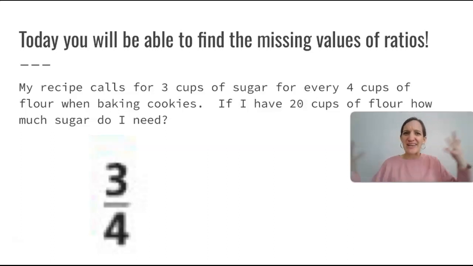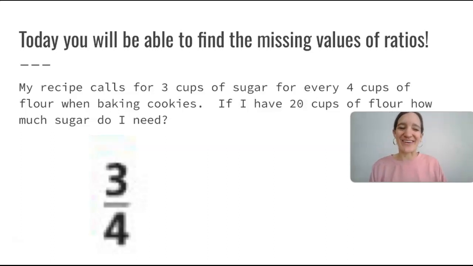So I want to increase my recipe, but I still want them to taste as good as my recipe that's a 3 to 4 ratio. So I look and I see that I have 20 cups of flour. How much sugar do I need? I've got 20 cups of flour and I want them to taste the same, so I need them to stay equivalent. Does that make sense? I want my recipe for my little cookies to taste the same as when I make a big batch of the exact same cookies. So how do we figure that out?